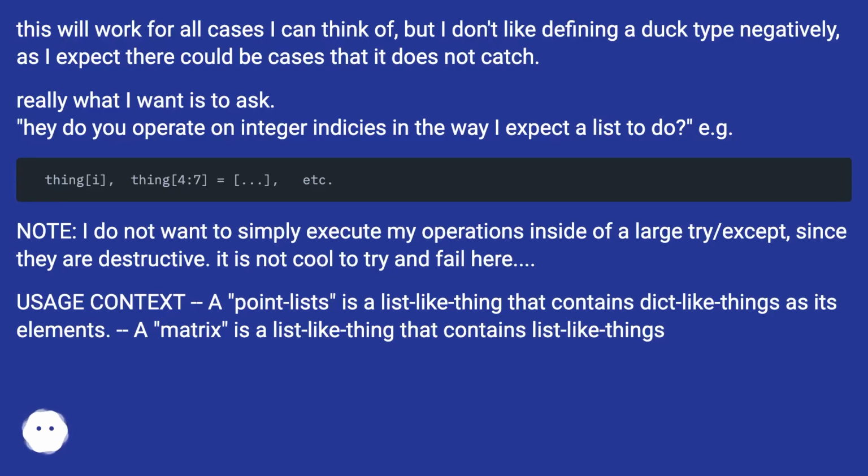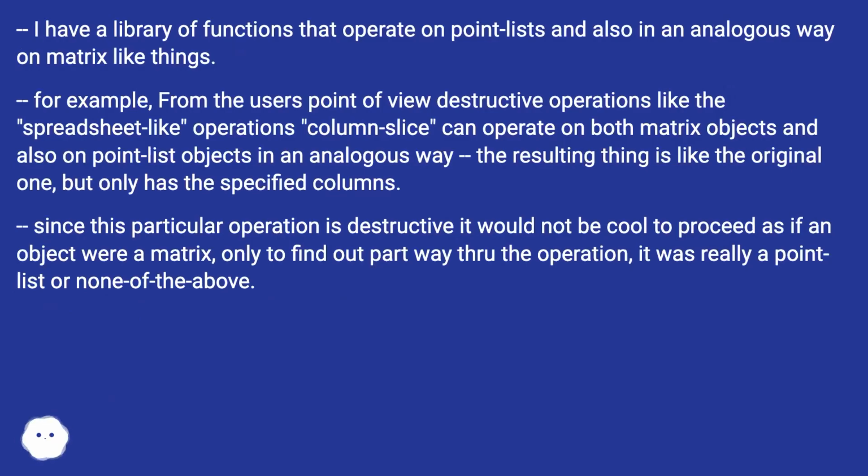Usage context. A point list is a list-like thing that contains dict-like things as its elements. A matrix is a list-like thing that contains list-like things. I have a library of functions that operate on point lists and also in an analogous way on matrix-like things. For example, from the user's point of view, destructive operations like the spreadsheet-like operation column slice can operate on both matrix objects and also on point list objects in an analogous way. The resulting thing is like the original one, but only has the specified columns.